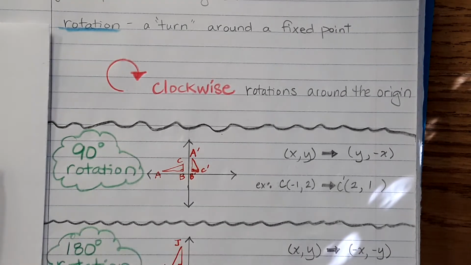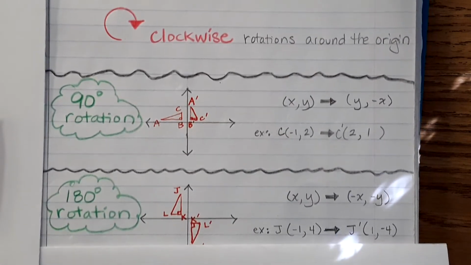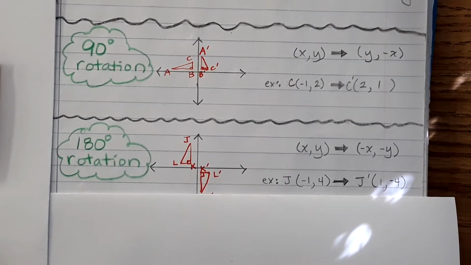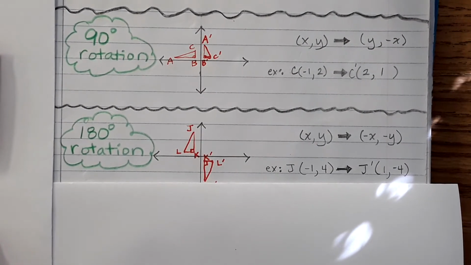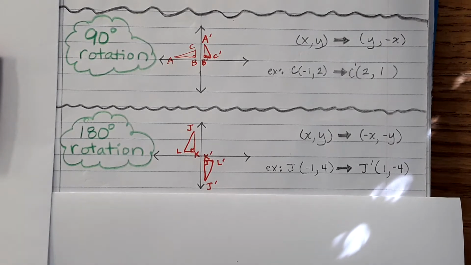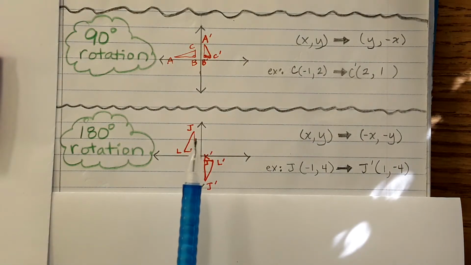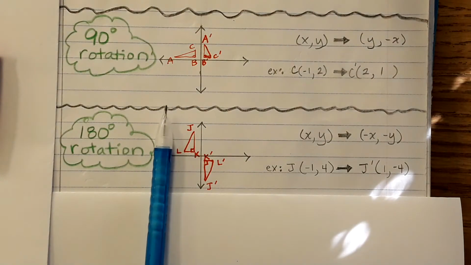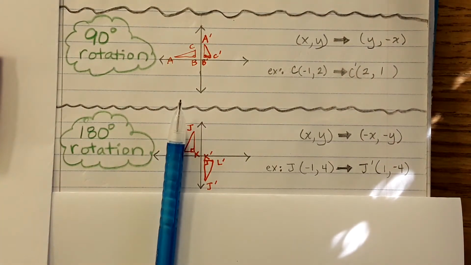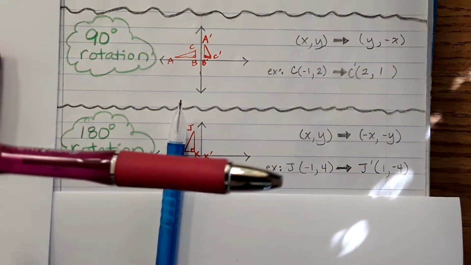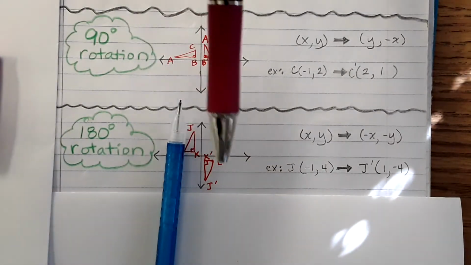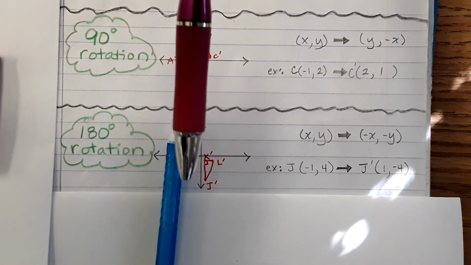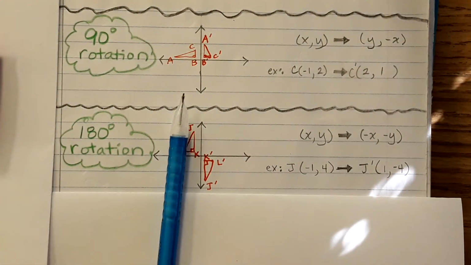Let's continue on with a 180-degree rotation. You'll recall that 180 degrees is a straight angle or a straight line. And you can still use the trick that we were discussing. For example, the vertex J on this triangle is pointing up. If I make a 180-degree rotation clockwise, 90 degrees points to the right, and 180 degrees was pointing down. You see that J prime is indeed pointing down.